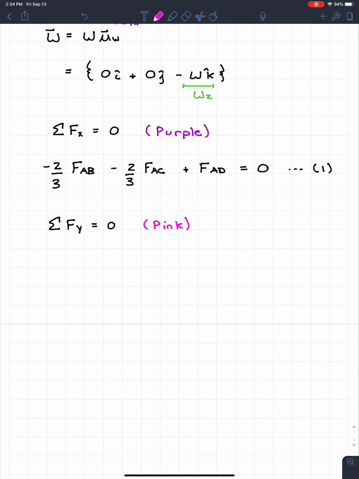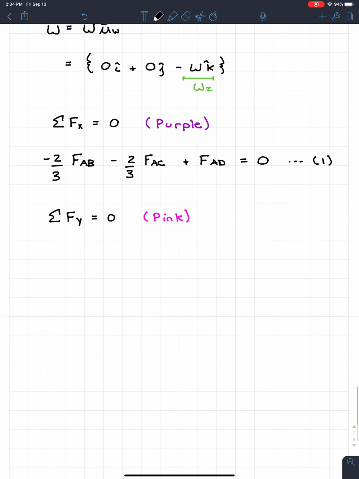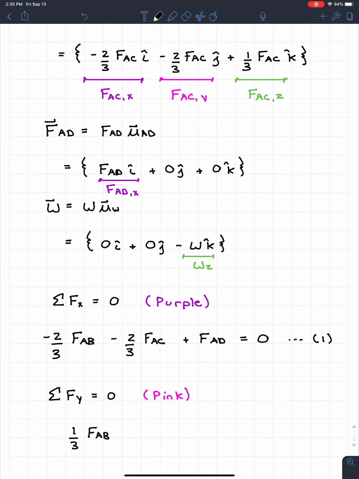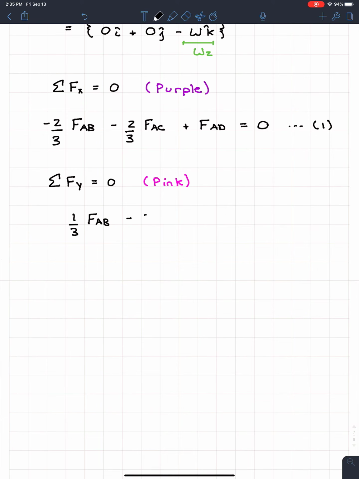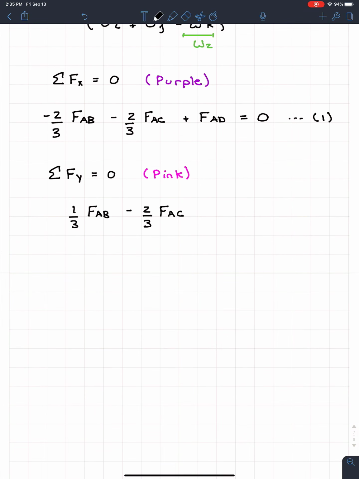So when I do that, I'm going to go up to the top. Well, I got one right there, 1/3 FAB. So we're going to have 1/3 of FAB. Look at the top again. Well, there's also one for FAC, and that's negative 2/3. So minus 2/3 FAC. And if I look up, well, there's not any other pinks. So those are my only two components, going to be equal to 0.